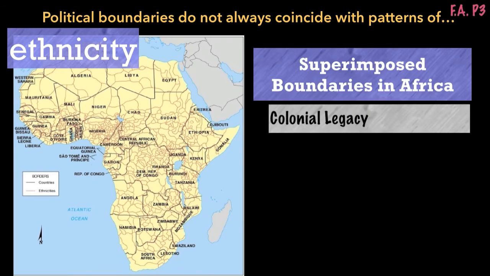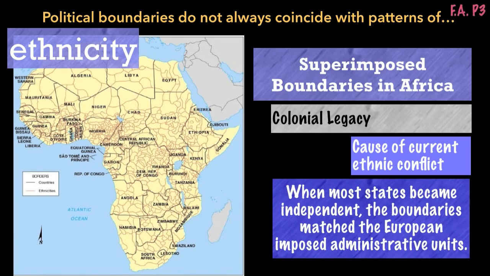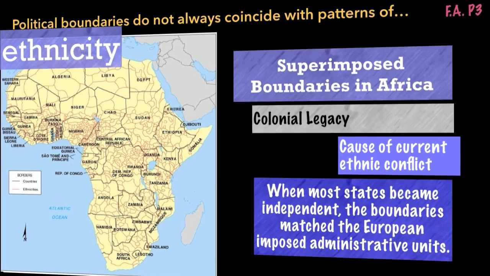This is because of their colonial legacy. During the late 1800s to 1900s, European powers carved up the continent into colonies without considering the ethnicities or the indigenous people living there. They were only considering what they could control. Most African countries actually currently still have these superimposed boundaries, which is the cause of their current ethnic conflict, because many dissimilar ethnic groups were grouped together, and many ethnic groups are separated by the colonial boundaries. When most states became independent, the boundaries matched the European-imposed administrative unit rather than the actual ethnic groups.